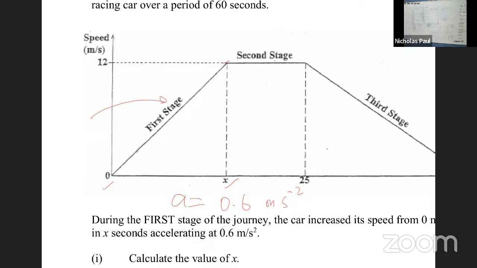The gradient of this line is 0.6 meters per second squared. So if you find the gradient, you're supposed to get 0.6, right? So do it on your paper now. Find the gradient, tell me what you get for x. The question gave you acceleration at 0.6, so what you do is define the gradient. This point here is 0, 0, and this point here is x, 12. Find the gradient and equate it to what you get for x.